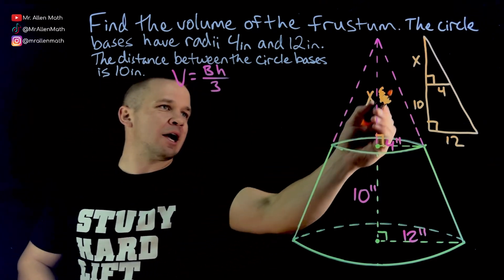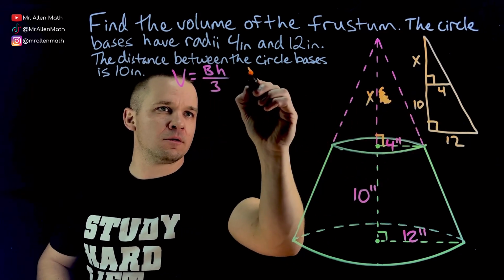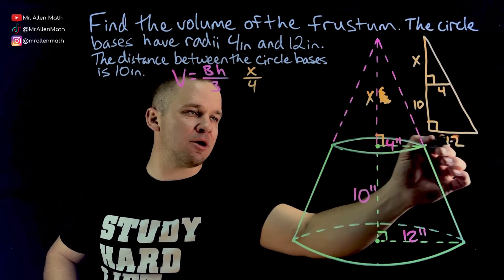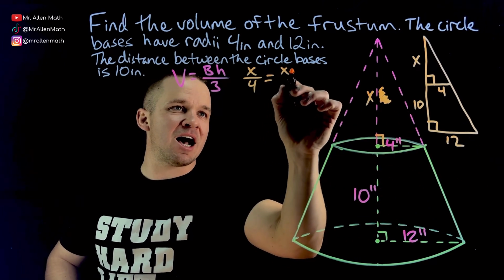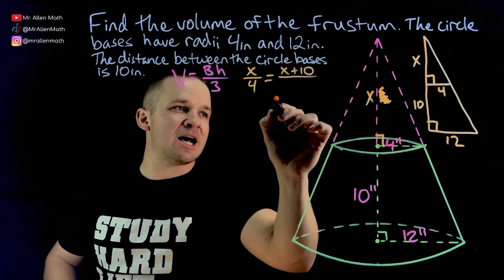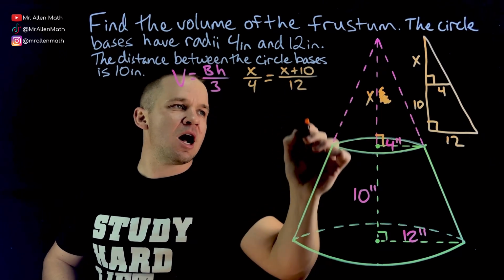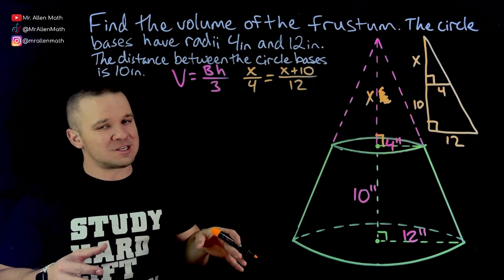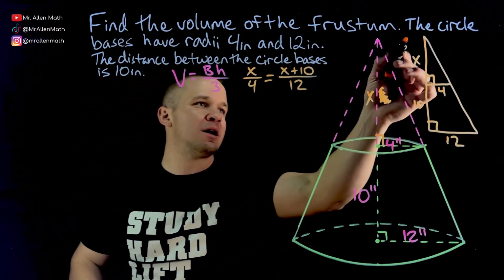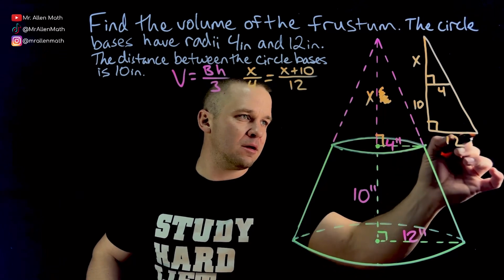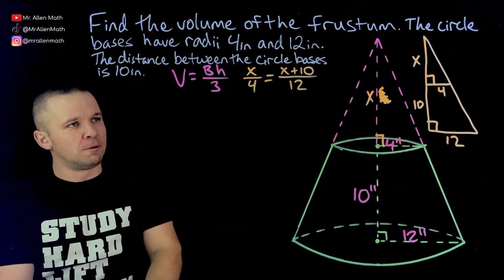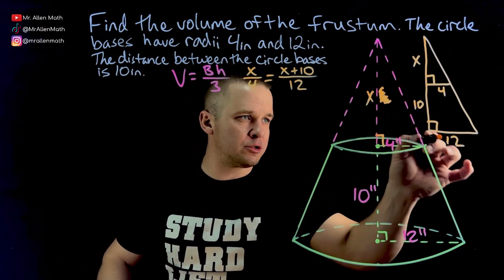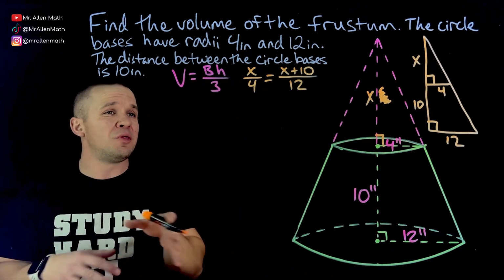Let's do it. For the small triangle, X over 4, and then the big triangle is X plus 10 over 12. A common mistake is to not include the 10 or not include the X. A lot of people say X over 4, 10 over 12. No. That 10 is not the full side of the big triangle. You have to have the entire side of that big triangle and that base. You could have also set it up as X over X plus 10, 4 over 12. That works. It cross multiplies out exactly the same.